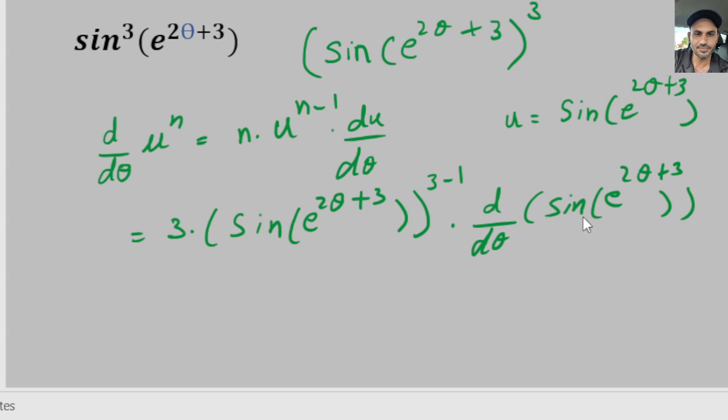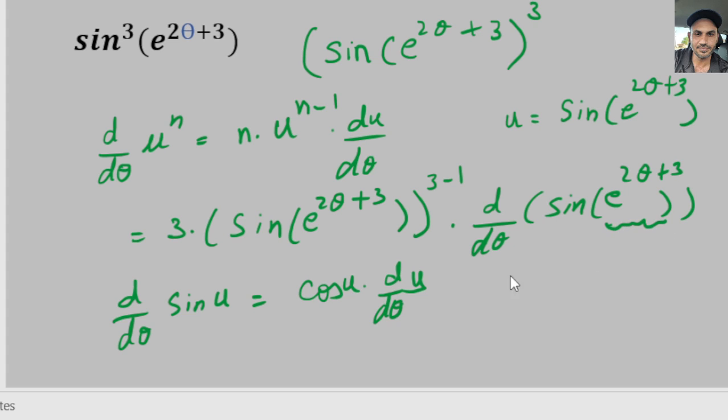So here we're taking the derivative of sine of u, so d over d theta of sine of u equals cosine of u times d over d theta of u, or du over d theta. Here in the second, the u is this thing right here, so u equals e to the 2 theta plus 3.